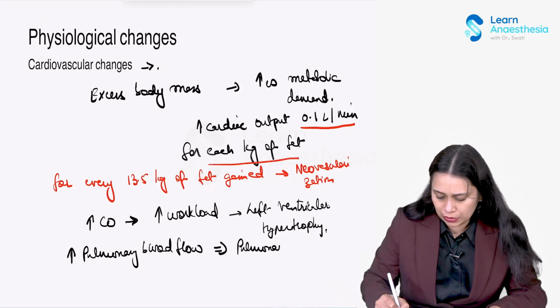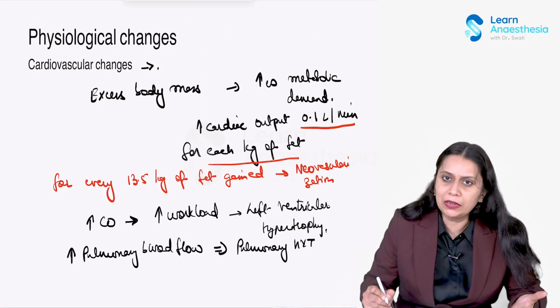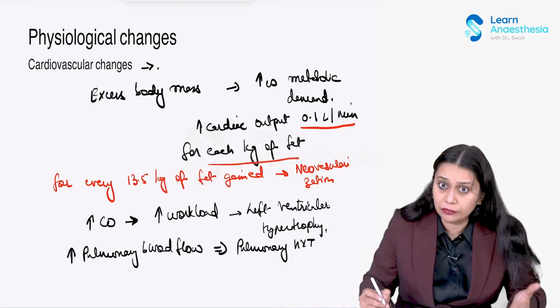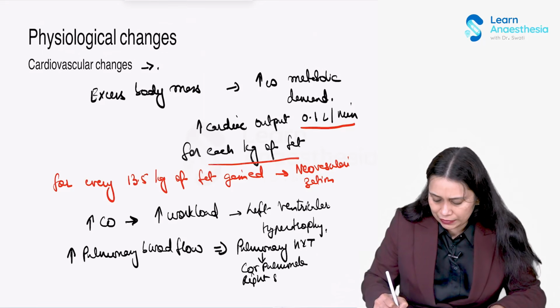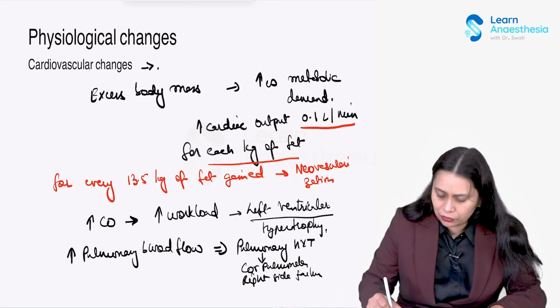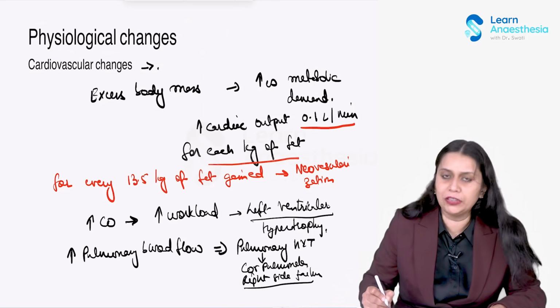And this increased pulmonary blood flow would cause pulmonary hypertension, which would lead to cor pulmonale, right ventricular heart failure, right-sided heart failure. So, pulmonary hypertension, cor pulmonale, and right-sided failure. So, left ventricular failure and right-sided failure both can happen.